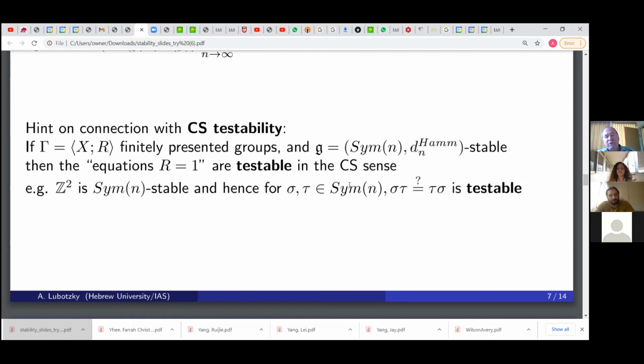In fact, just recently I wrote a paper with two young guys. We put it on the arXiv a few weeks ago, exactly explaining the connection between group theory and these testability questions in computer science. It's Oren Becker and Jonathan Mosheiff.